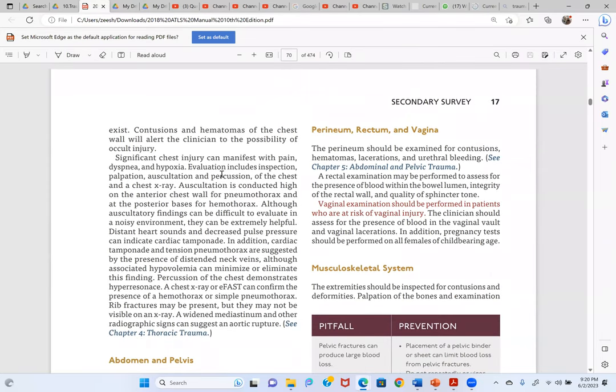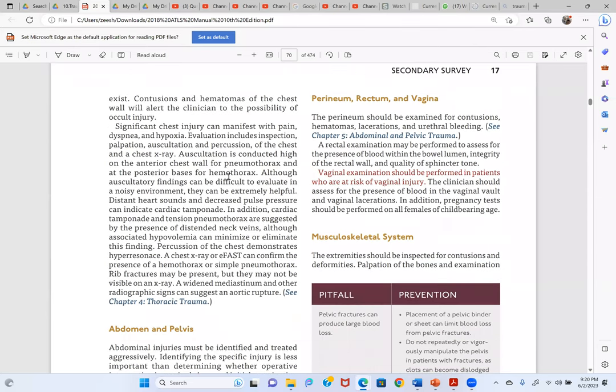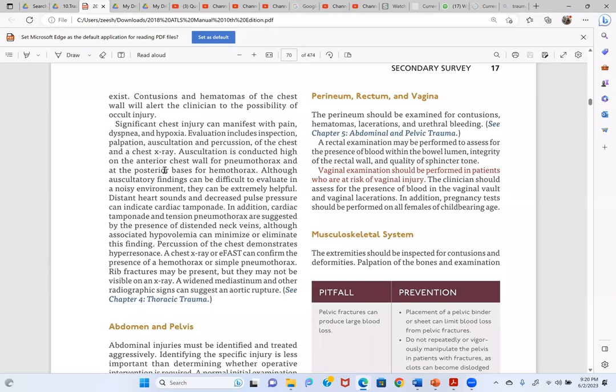Significant chest injury can manifest with pain, dyspnea, and hypoxia. Evaluation includes inspection, palpation, auscultation, and percussion. And of course, with radiography.